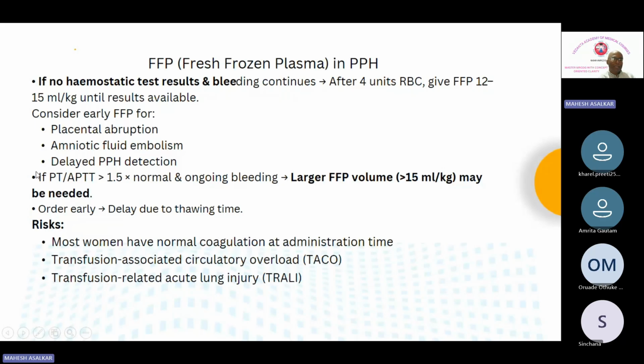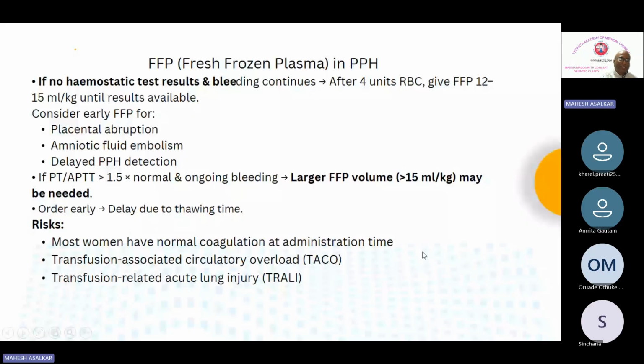If the PT, APTT values are available, if PT and APTT are more than 1.5 and the patient is bleeding, then a larger volume of FFP will be required. So that will be more than 15 ml per kg. Okay, so here there is a difference in the dose. If the APTT and PT values are deranged, you will give more than 15 ml per kg. Okay, you need to order early because there is a thawing time.